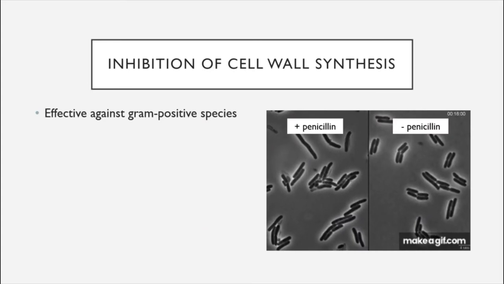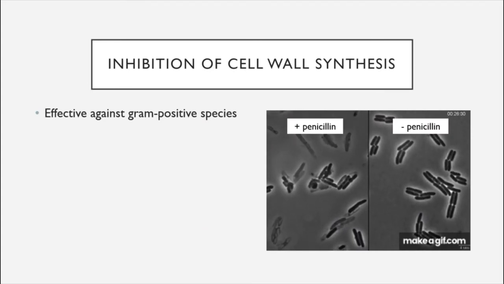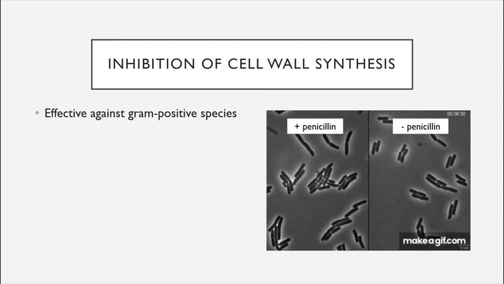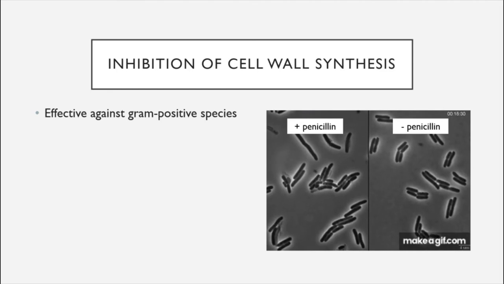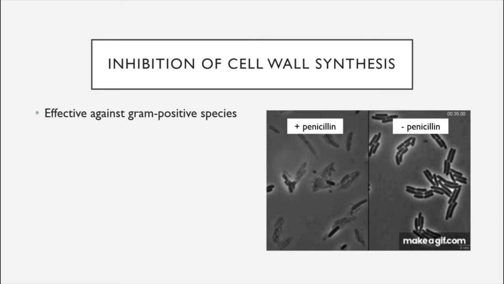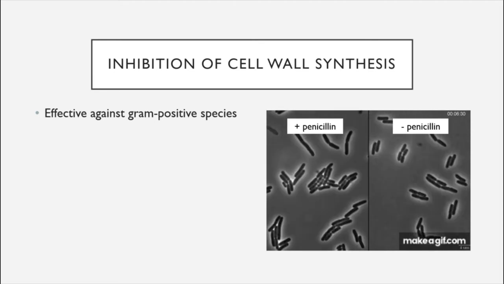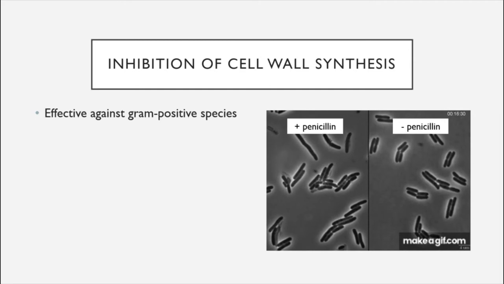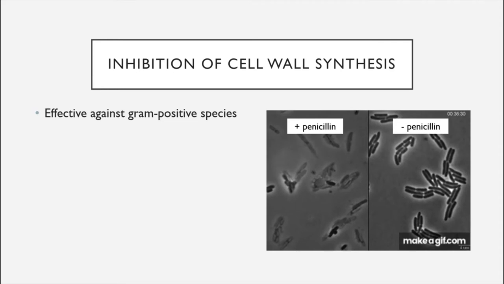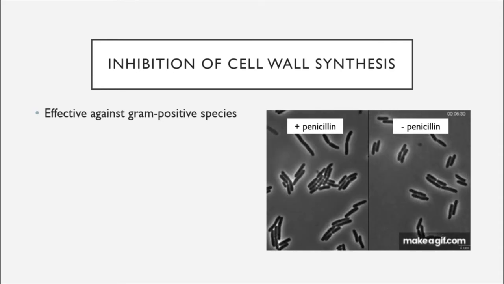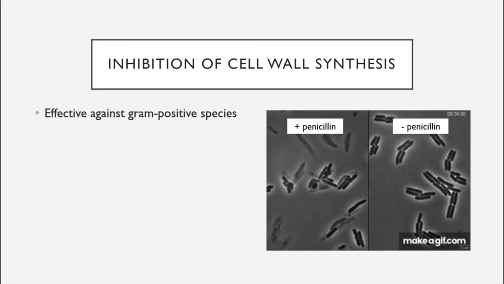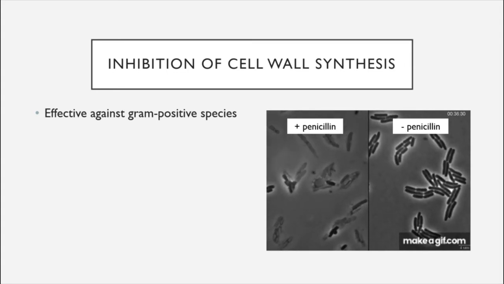So we'll start by taking a look at antibiotics that work through inhibition of cell wall synthesis. These antibiotics are typically effective against gram-positive species, but not gram-negative species, because they target the layer of peptidoglycan, which sits on the outside of the membrane of gram-positive species, whereas for gram-negative species, there's only a thin layer of peptidoglycan that is protected in this membrane sandwich.